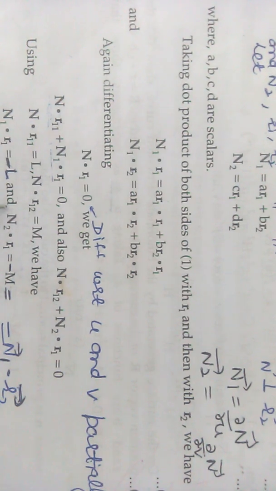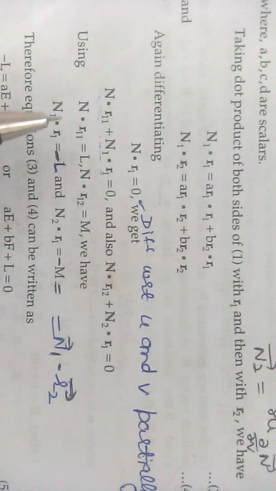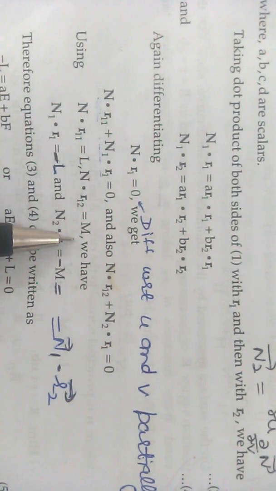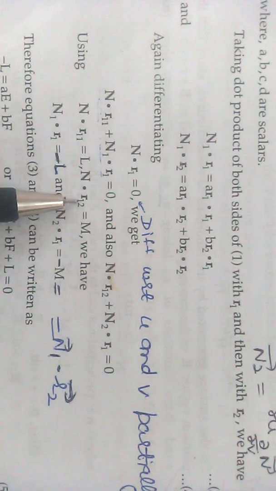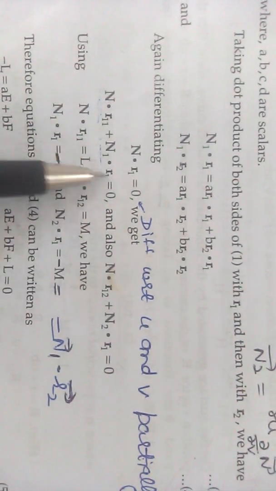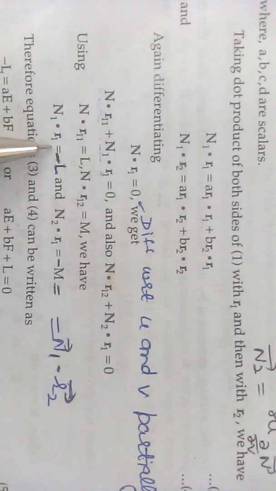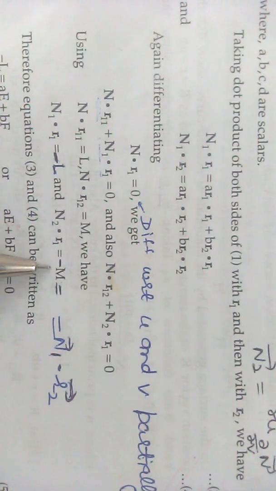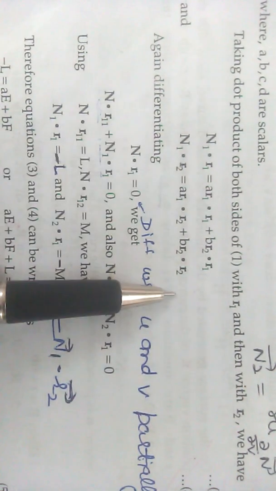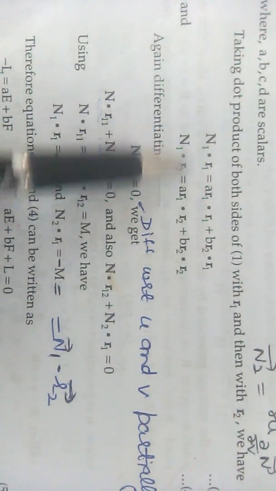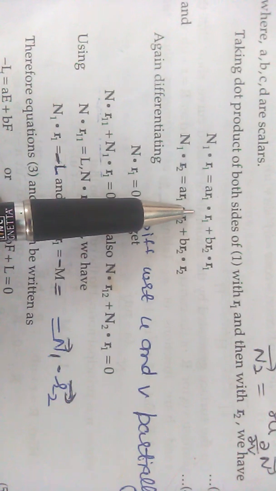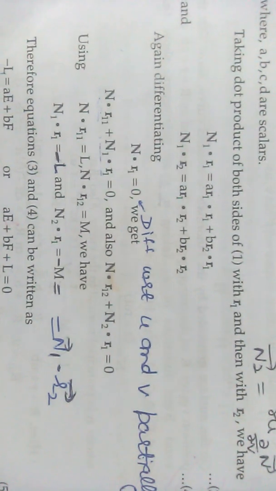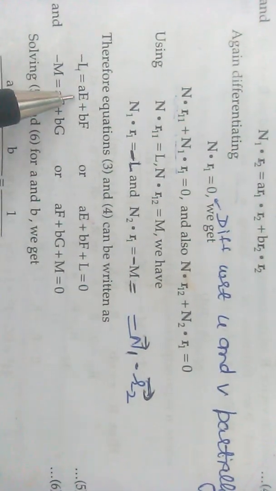Now we have already derived the results that n dot r11 is L, n dot r12 is M. So we can use these two results here. Using these results in these two equations, from here we get n1 dot r1 is minus L, and n2 dot r1 is minus M. So using all these results in equations 3 and 4, equation 3 will become: this is minus L, this is a, r1 dot r1 is E, r2 dot r1 is F. So this equation will become minus L is equal to AE plus BF.